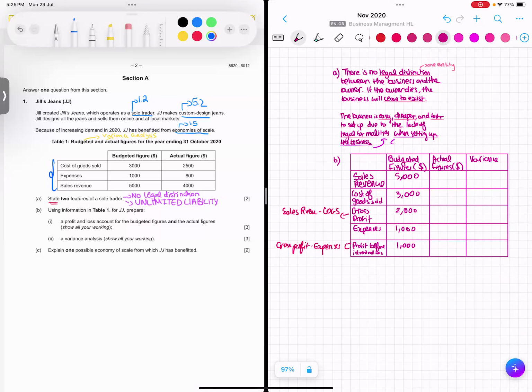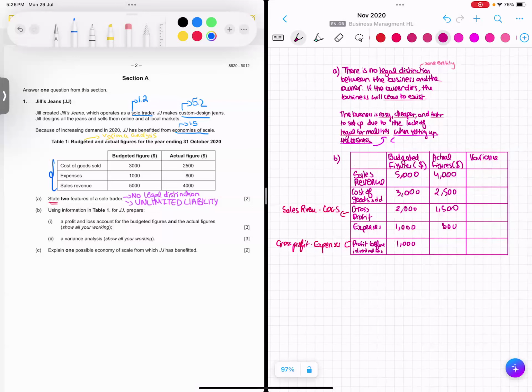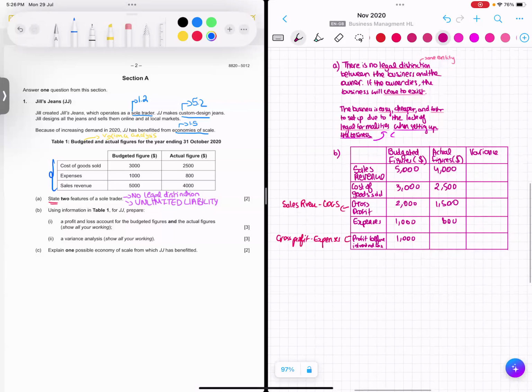So for the actual figures, our sales revenue is actually 4,000. We're gonna answer the variance later. So we're just gonna follow the question step by step. Then we have cost of goods sold 2,500. Okay, so this is less than 3,000. Keep that in mind. Then we have gross profit. In this case, 4,000 minus 2,500, that's 1,500. Then we have expenses. In this case, it's 800. Then our final profit before interest and tax is 700 if we subtract 800 from 1,500. So keep in mind, it's better to keep the zeros aligned if you get what I mean.